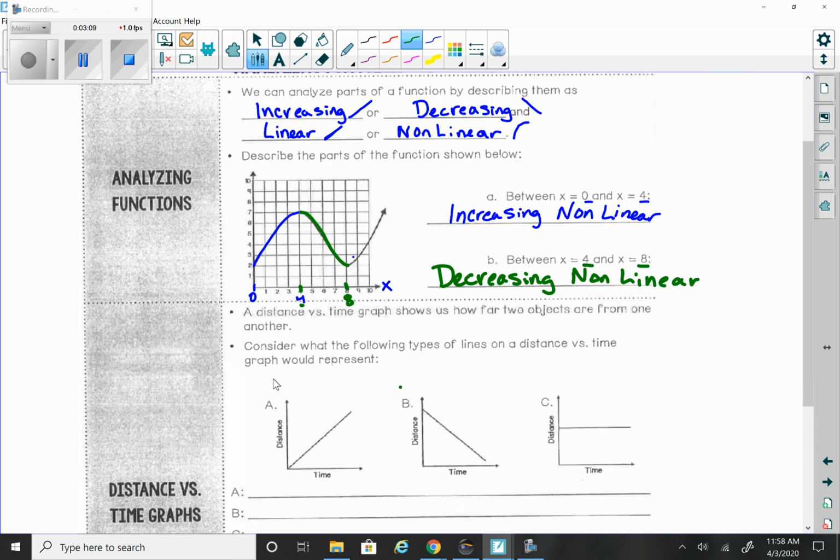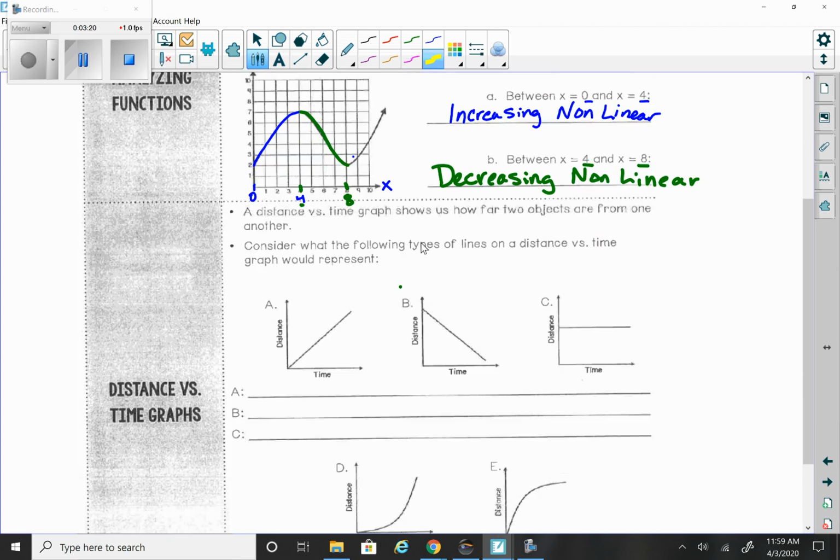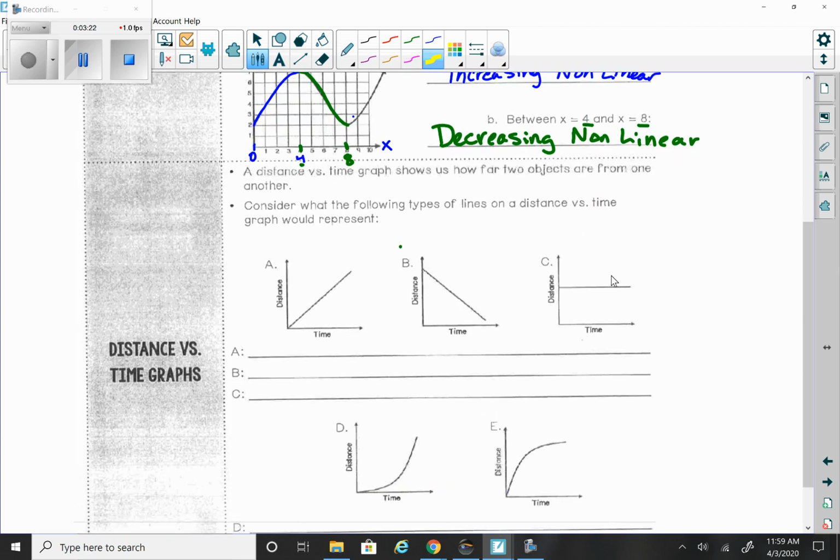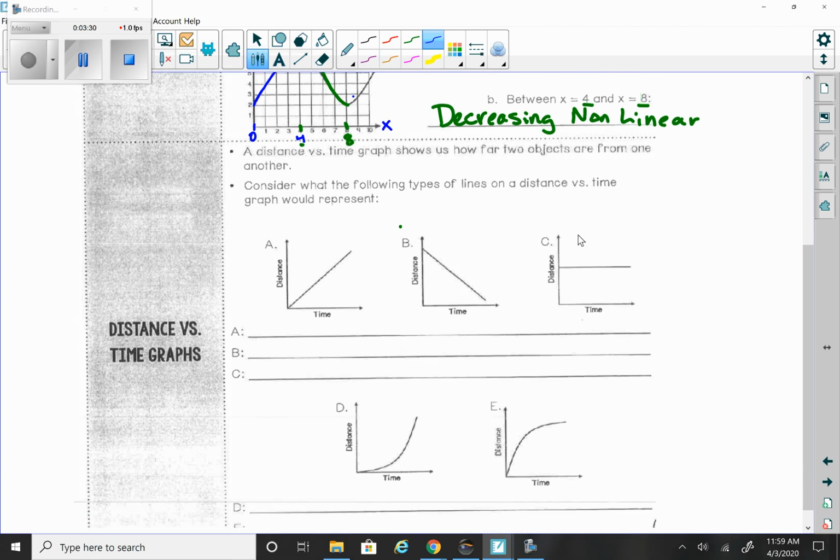So again, graphs or functions are either increasing or decreasing, going uphill or downhill, and then either linear or nonlinear, straight lines or curved lines. A distance versus time graph shows us how far two objects are from one another. Consider what the following types of lines on a distance versus time graph would represent.